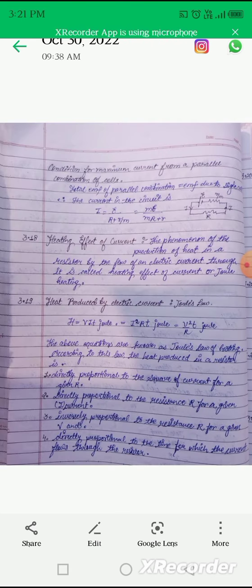Conditions for maximum current from a parallel combination of cells. Total EMF of the cell combination equals the EMF due to a single cell. Therefore, the current in the circuit is I equals E upon R plus r by m, equals mE upon mR plus r.